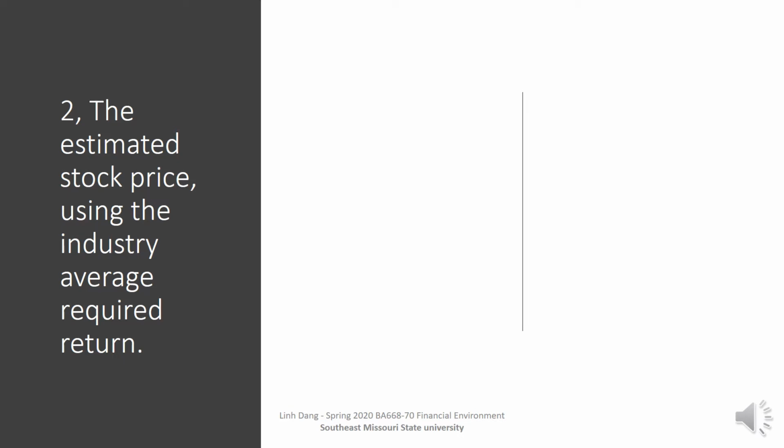So coming to the second question, we are provided with the information that Ragan's technological advantage will last only for the next 5 years, and after that period, the company growth slows to the industry average. Also, the required return of Ragan is too high compared to the average required return of the industry, so it is more appropriate and more useful to use the industry average required return. And with this information, the second question is, what is the estimated stock price?